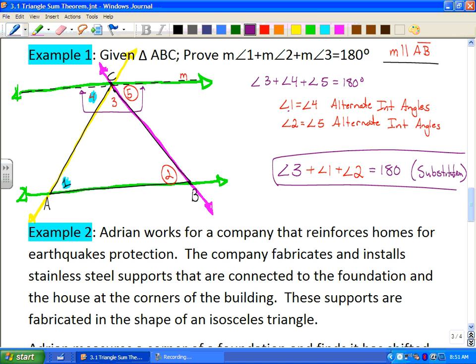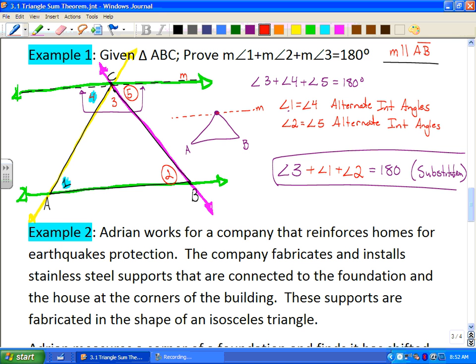Did anybody notice that we used the parallel postulate in this? All right, so I took a triangle, real small right here. I took a triangle. There was AB. There's a point up here that's not on AB, right? I can create a line M.